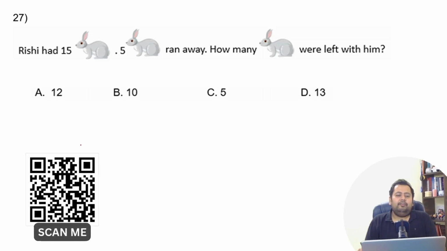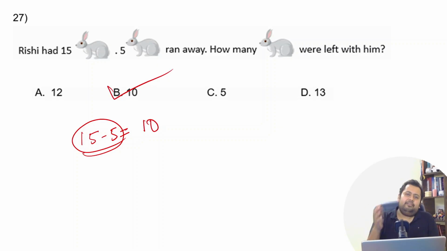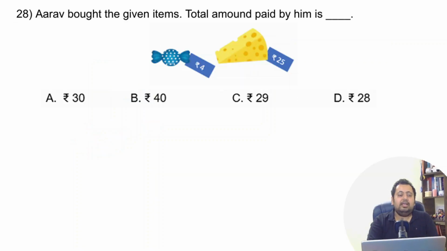Great. I think we don't need to spend a lot of time over here to understand this. This is nothing but 15 minus 5, that is equal to 10. So 10 is the correct answer. So Rishi had 15 rabbits, 5 of them left. So he now has 10 rabbits left with him. So 10 is the correct answer. That is option number B. Hope you got it correct. If you did, give yourself a star. Now we move to question number 28.